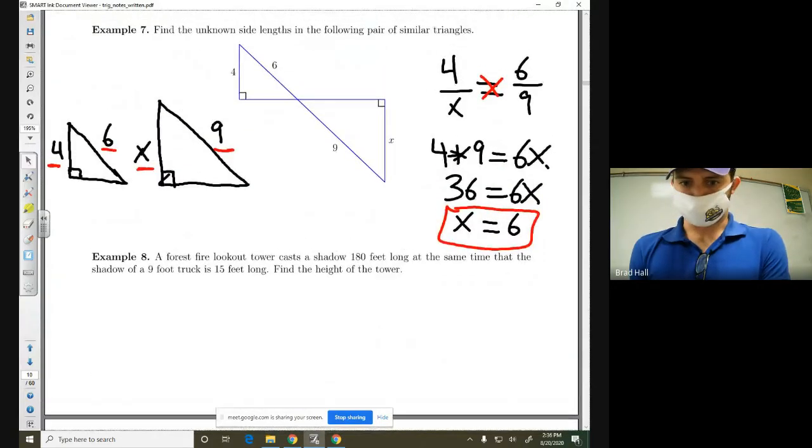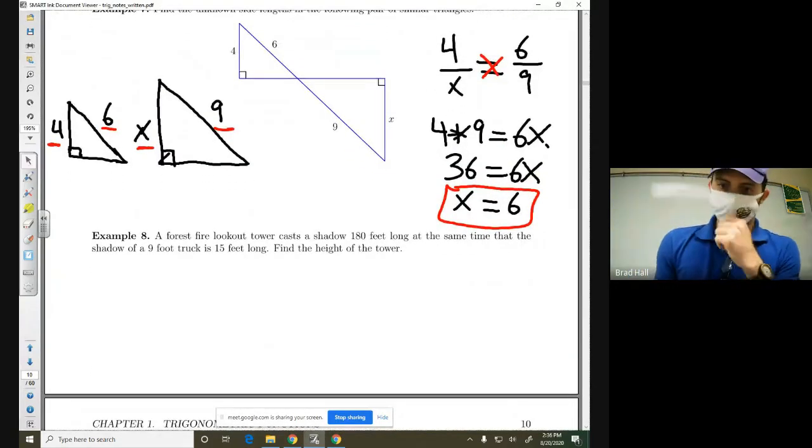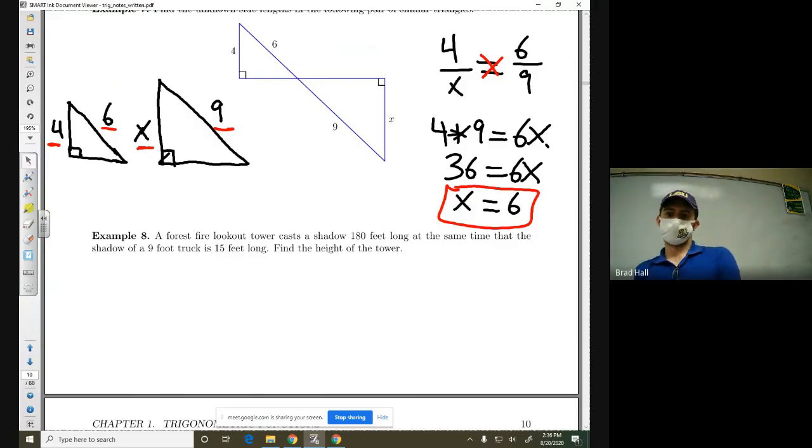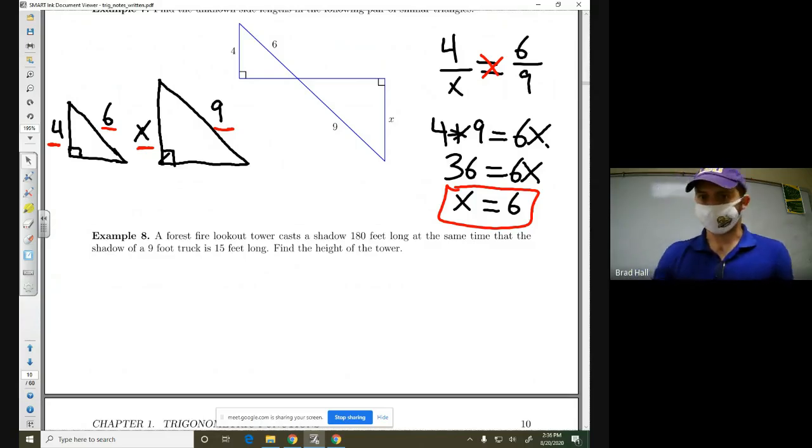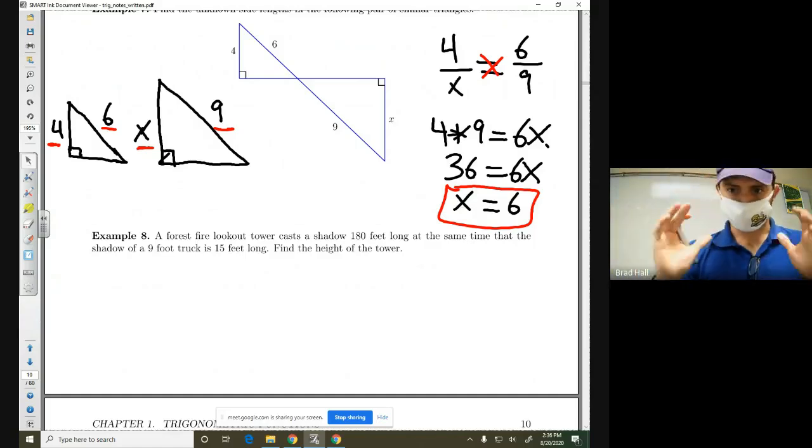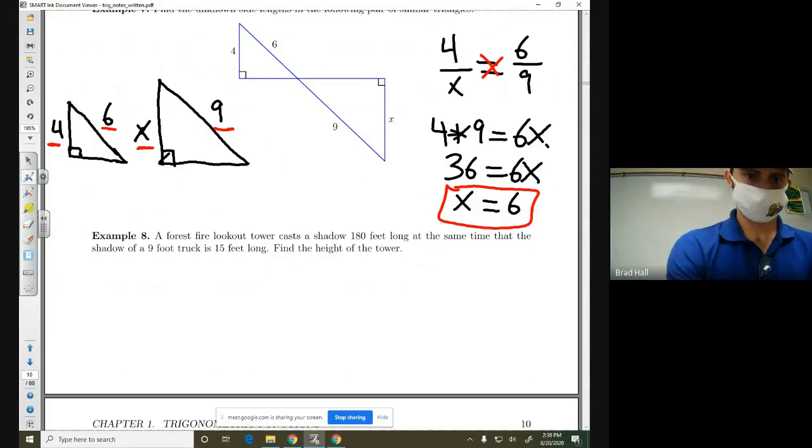Cool. So example 8 here. Forest fire, lookout tower, cast a shadow of some stuff. Okay, so it's a word problem. That already kind of bumps me out a little bit. I'm not a big fan of word problems, so I draw pictures naturally. So let's just try and visualize what's going on here.